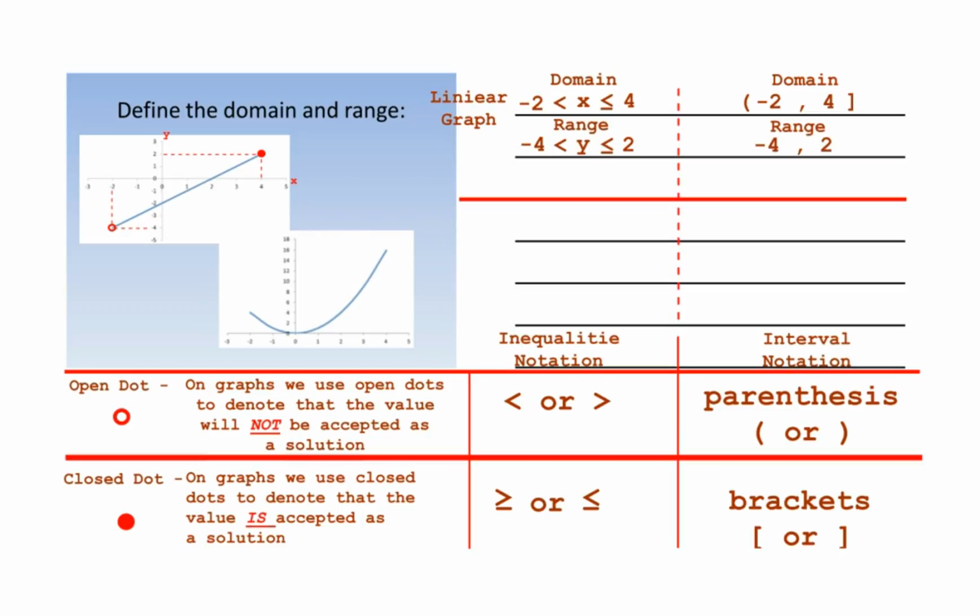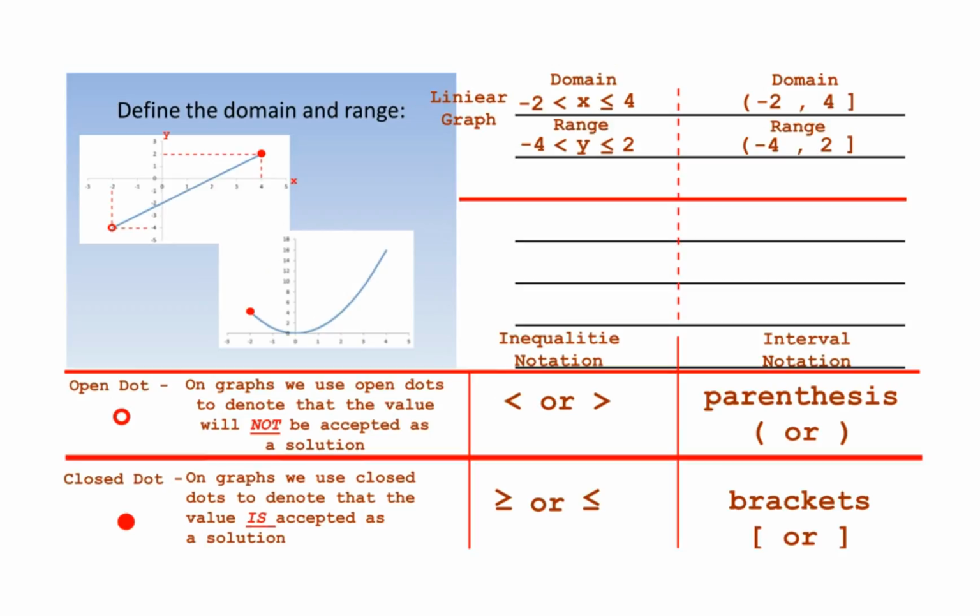Range. Lower boundary, -4. Higher boundary, 2. Okay, -4 has an open dot, so therefore it takes a parentheses. The right side, the 2, has a closed dot, so it takes a bracket. It is an acceptable solution.